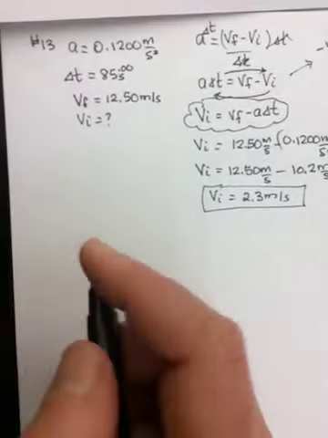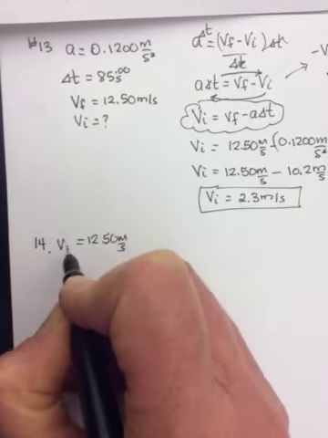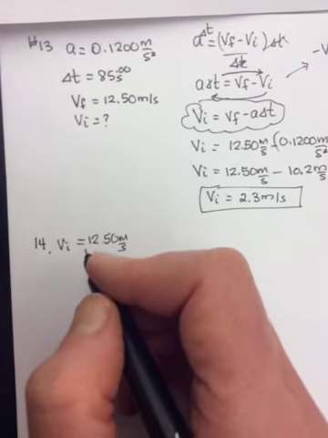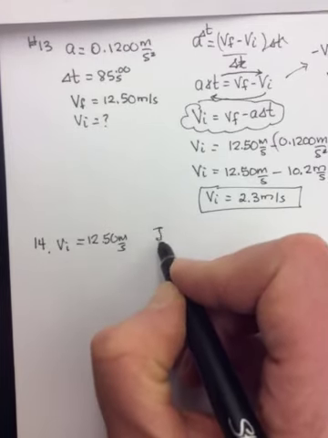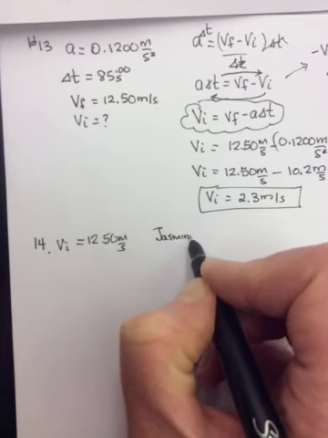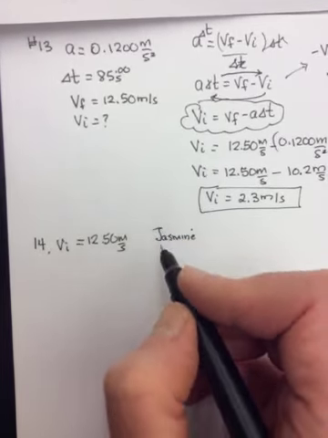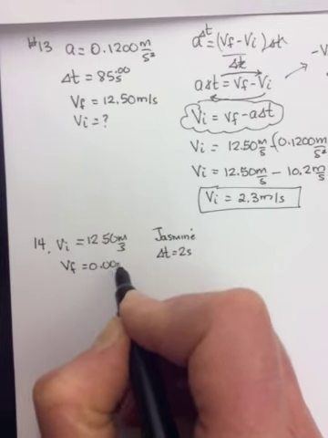Number 14 says, as they travel at this speed, the 12.5 meters per second from the last question, so that's their VI in this question. As they travel at this speed at the bottom of the hill, they notice a tree across the path in front of them. Jasmine applies the brakes immediately, and it takes her 2 seconds to stop. So her delta T is 2 seconds, and the VF is going to be 0.